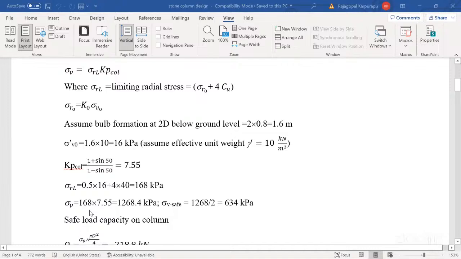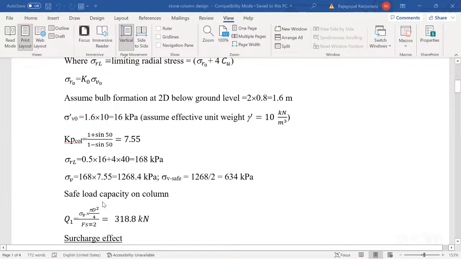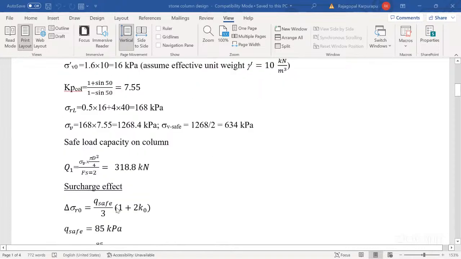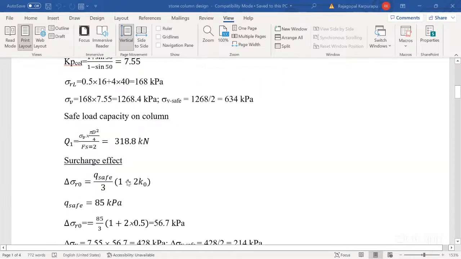And so our sigma V is 168 times 7.55, that is 1268. And sigma V safe, with a factor of safety of 2, is 634. So the safe load capacity on the column is 318. Okay. And then the surcharge effect: Q safe is 85 kPa.